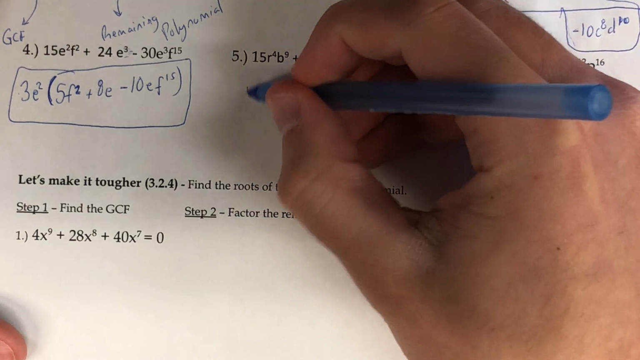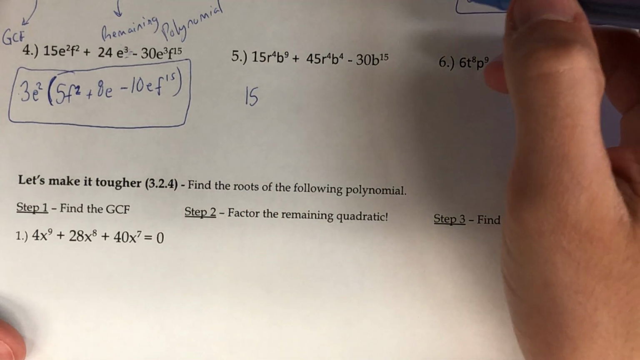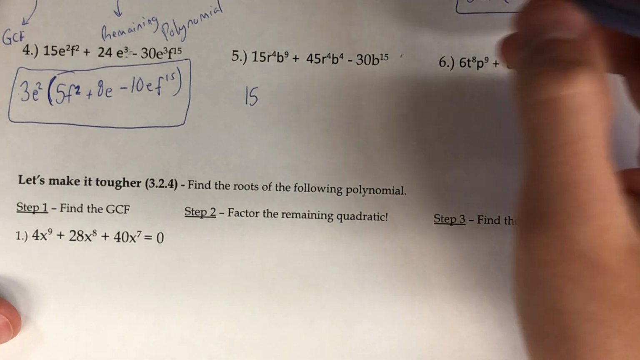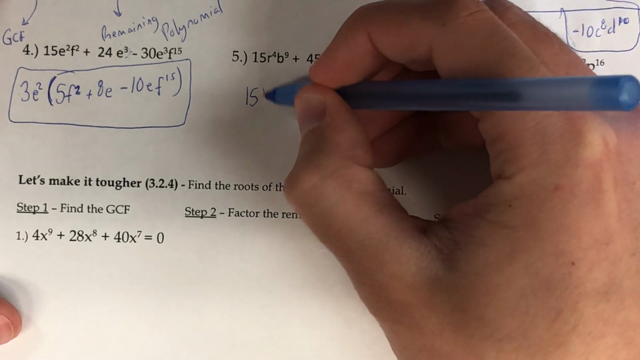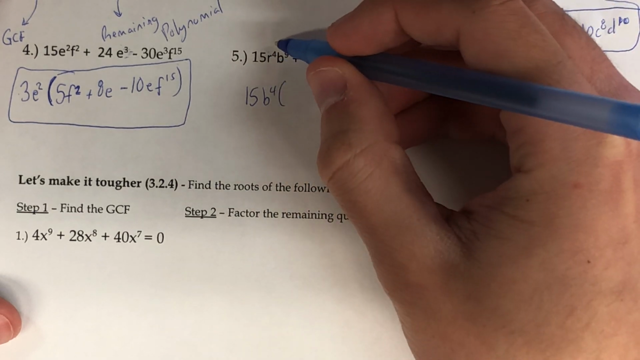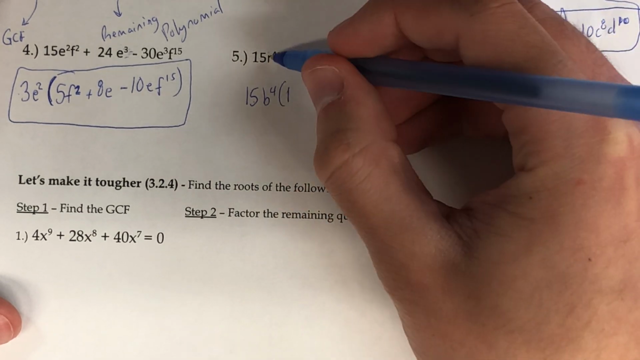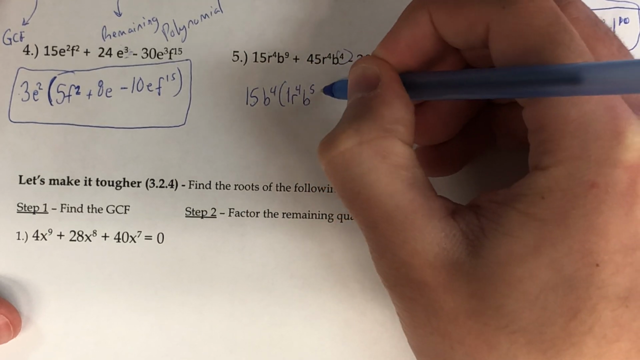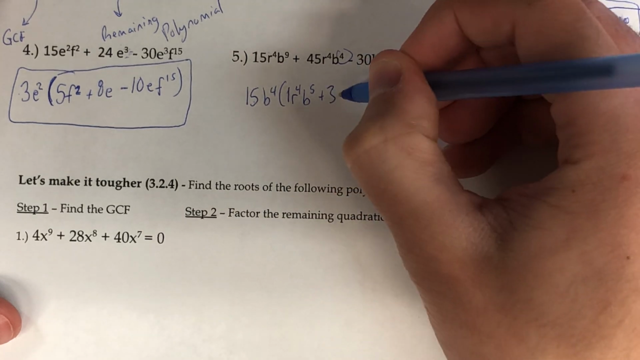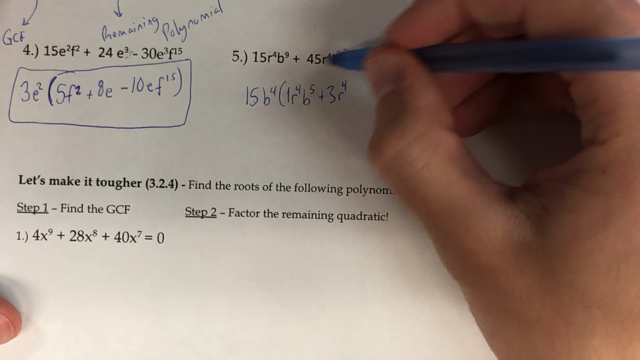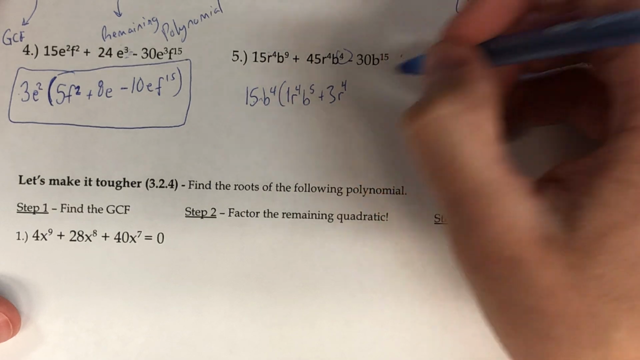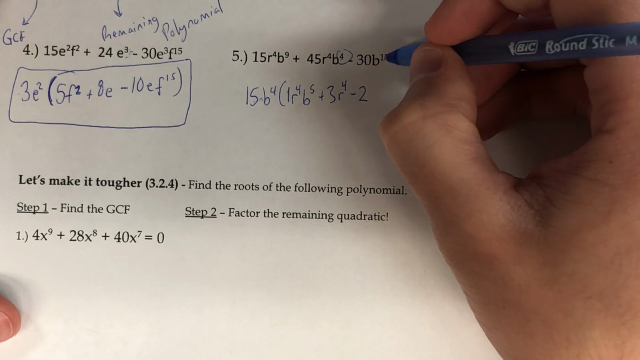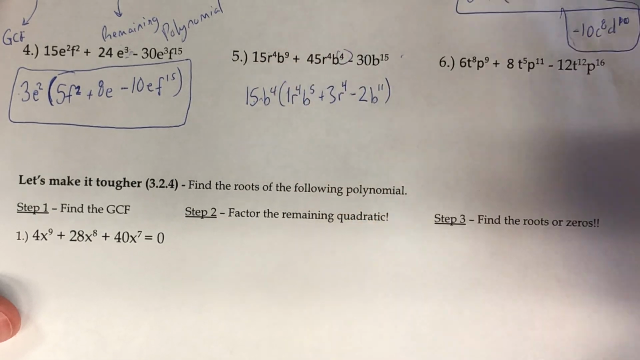Next one, 15 is our GCF there. We do not have r's in all 3, so r can't be a part of the GCF. We do have b's in all 3, so we take b to the 4th there. So here, 15 divided by 15 is 1. We have r to the 4th. 9 minus 4 is 5. 45 divided by 15 is 3. Again, we have r to the 4th. B to the 4th divided by b to the 4th is just 1, so that cancels. Negative 30 divided by 15 is negative 2. 15 minus 4 is 11.